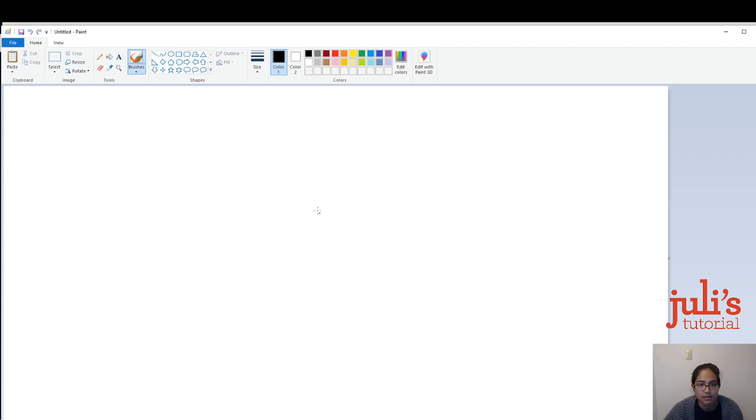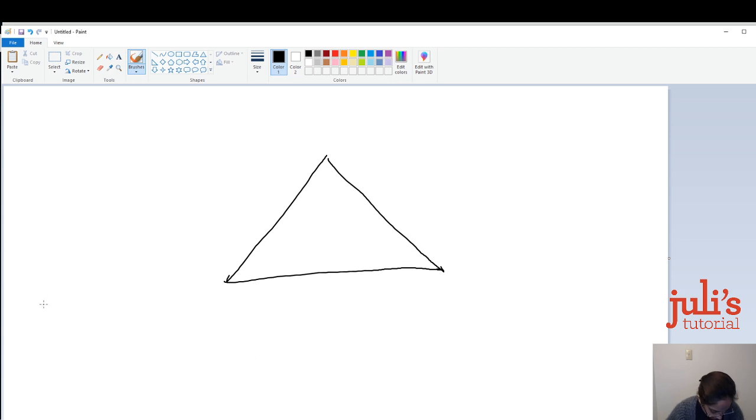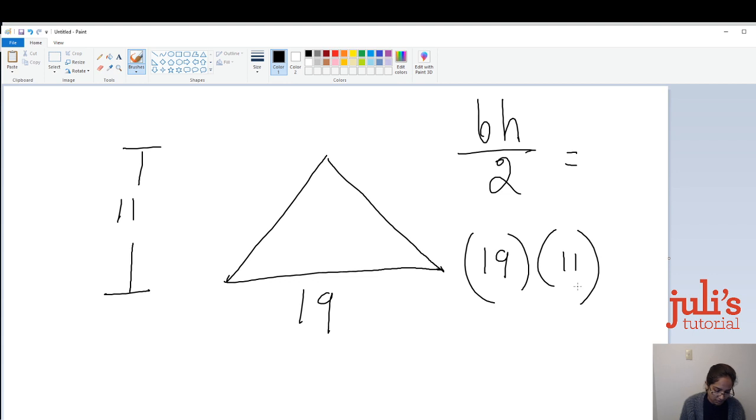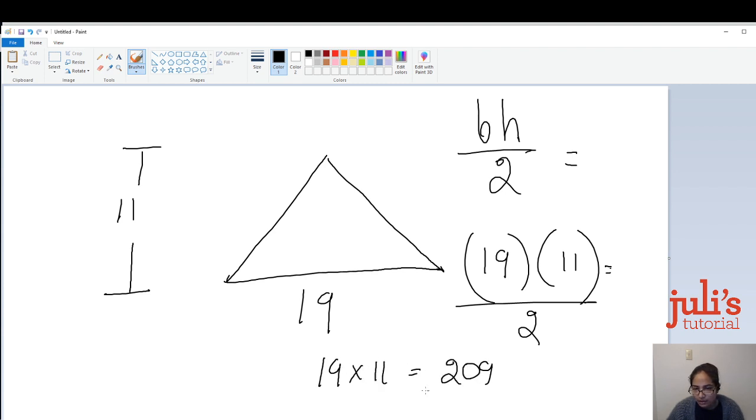Then we have the last one that we're gonna do for today, which is 11 and 19. Base times height divided by 2. 19 times 11 divided by 2. So 19 times 11 is 209. Divided by 2, we are getting 104.5.